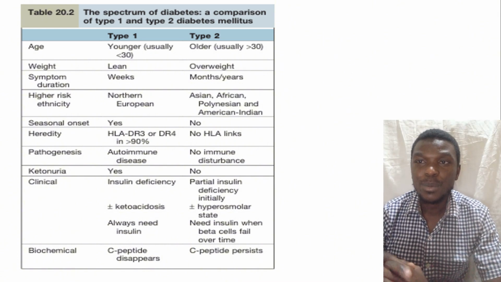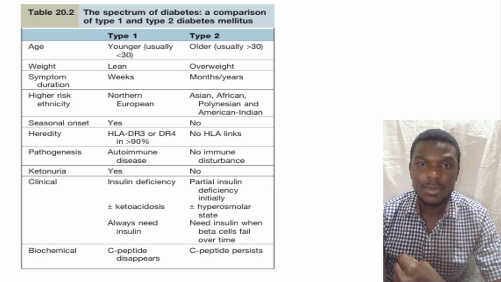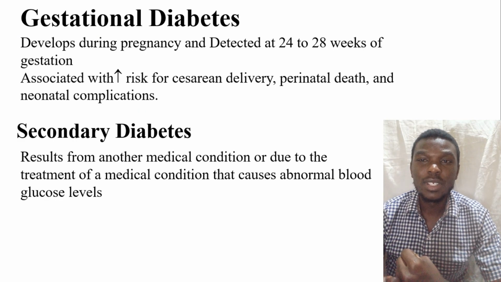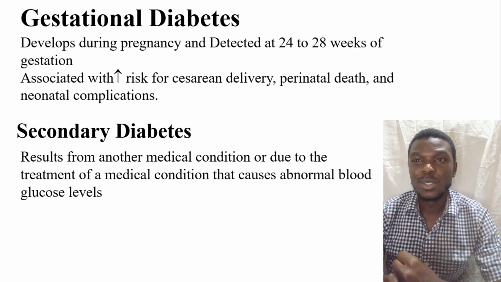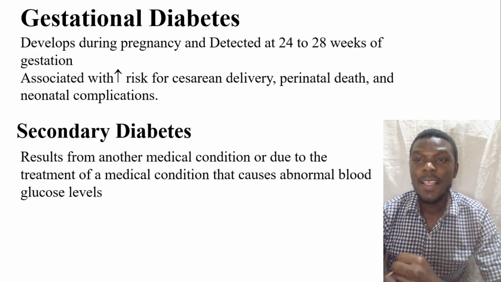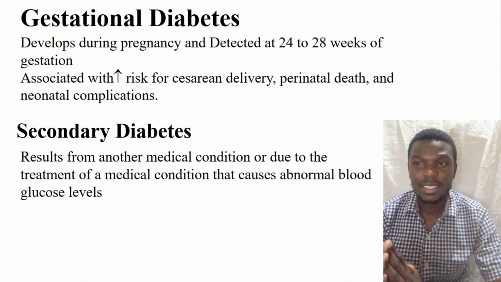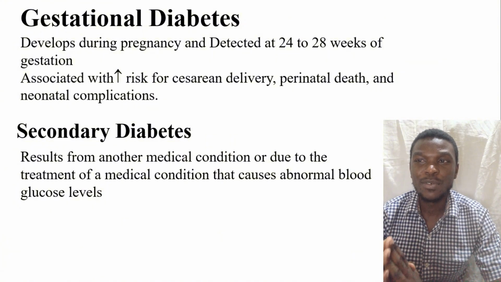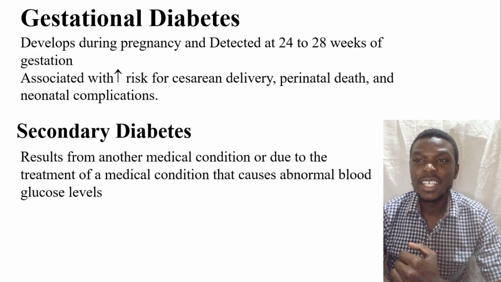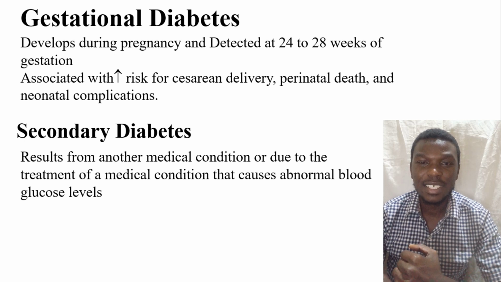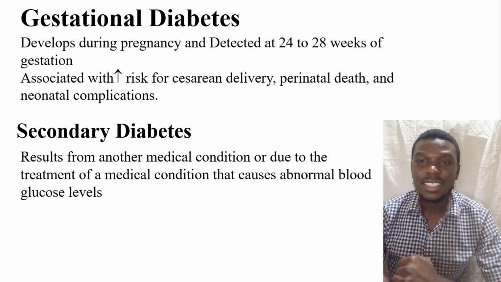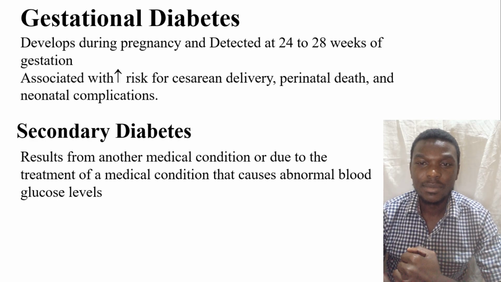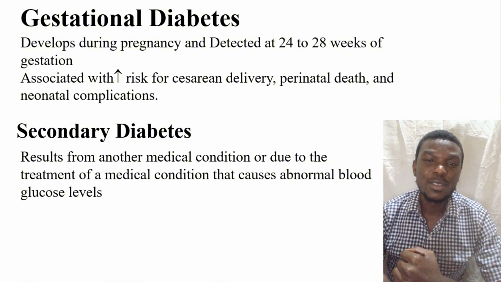Okay, so there's also gestational diabetes. I'll discuss this one more in OBG. That's where I'll talk more about gestational diabetes. But this one develops during pregnancy and is detected at 24 to 28 weeks of gestation. This one is also associated with high risk of cesarean section and neonatal complications. So I did a video in pediatrics of macrosomia, and gestational diabetes was a risk factor.